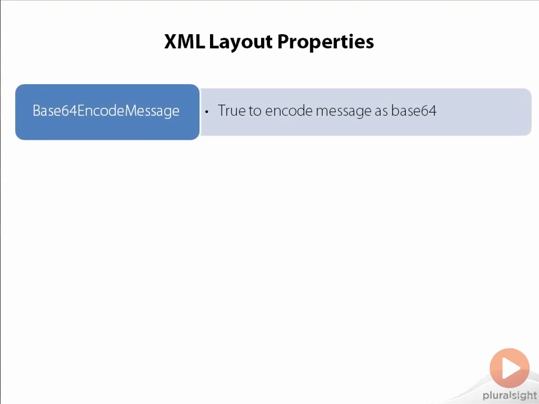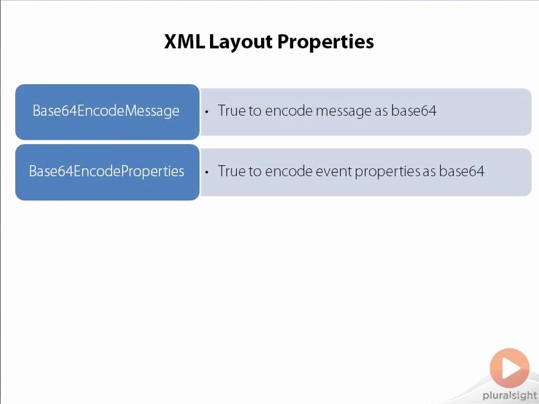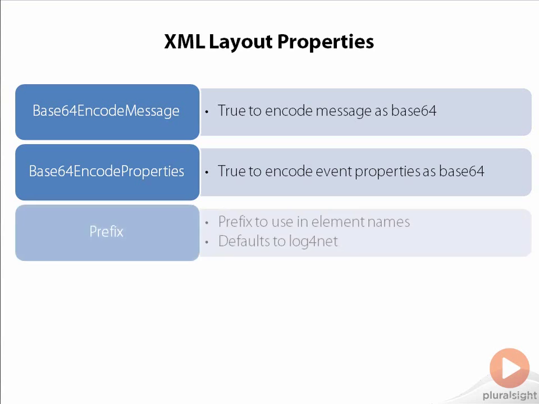You can use the XML layout to translate log4net events into XML elements. The XML layout supports the following properties. Base64 encode message and base64 encode properties do similar things. You can set either of these properties to true to encode the relevant part of the log event as a base64 string. This can be useful if your log events contain binary data or data that can't be represented as XML. You can use the prefix property to define the namespace prefix used for the element names in the XML.